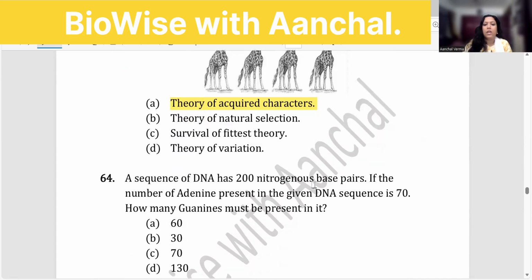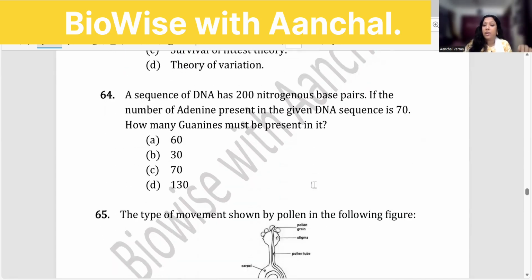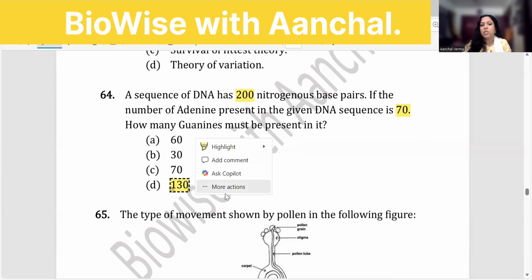Okay. A sequence of DNA has got 200 nitrogenous base pairs. If the number of adenine present in the given DNA sequence is 70, out of 200 there is 70 A, right? Adenine base pairs will be 70 only. So what is remaining? 200 minus 70 is 130. So 130 is the right answer.